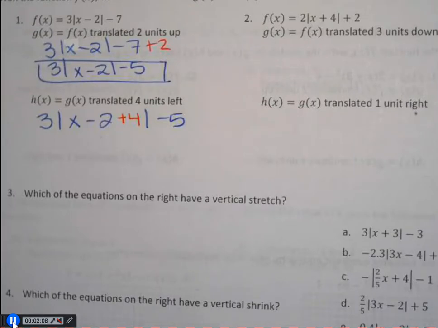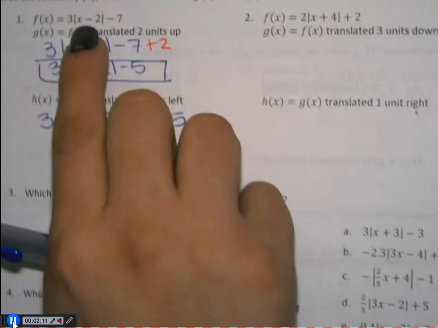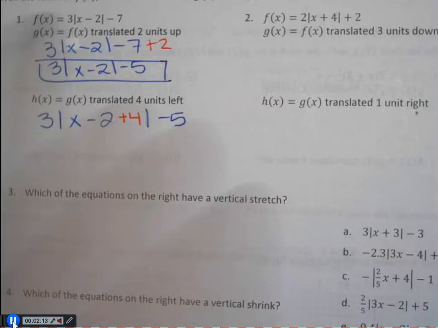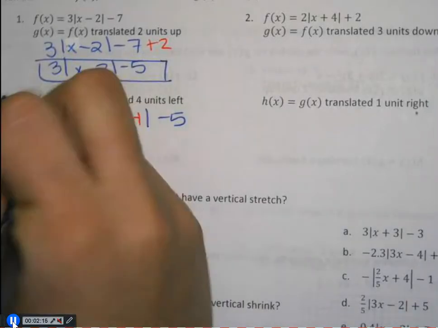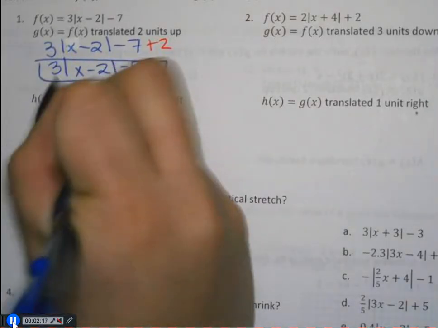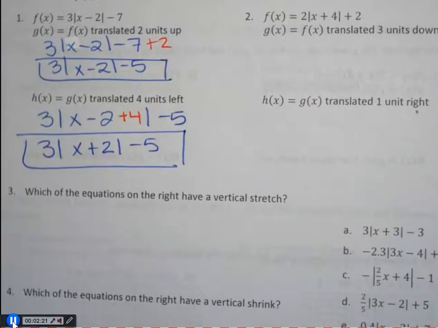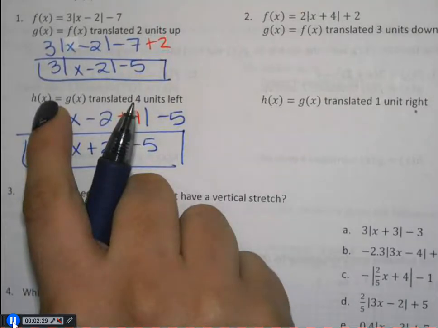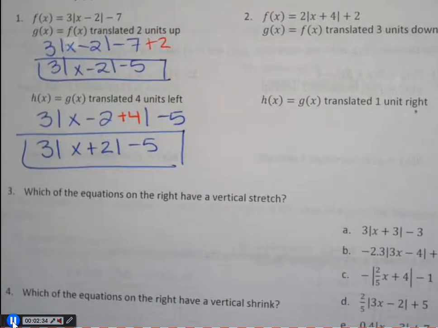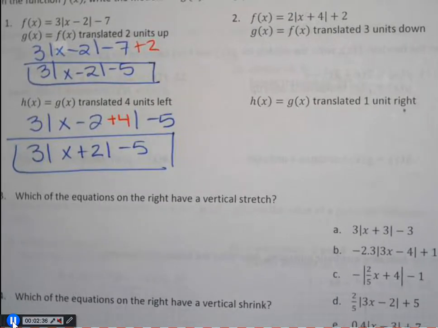Because that's from the equation they gave me? Yeah. And it still has minus 5 at the end. Questions on number 1? Because up here it says h of x is g of x, so it means use your last equation.